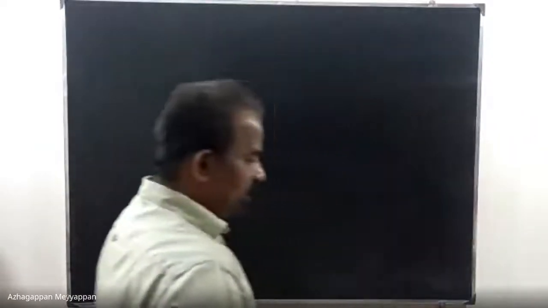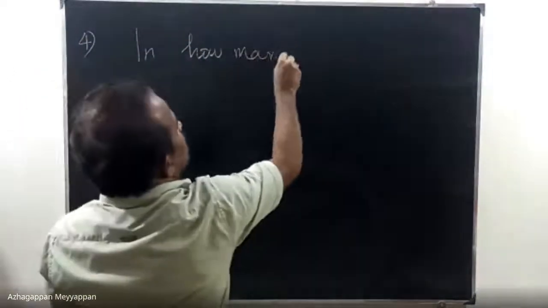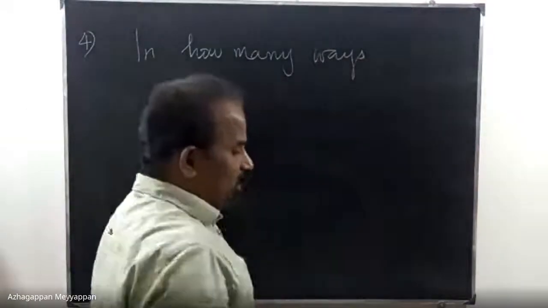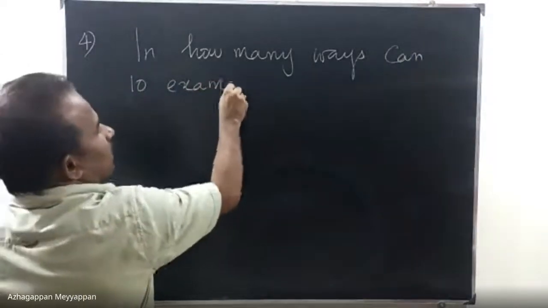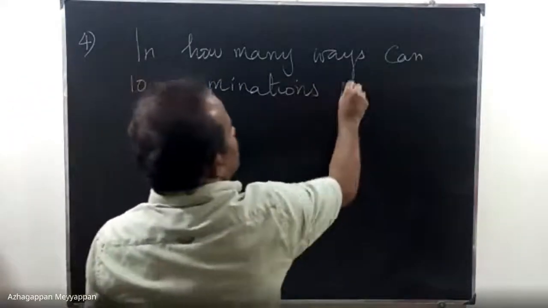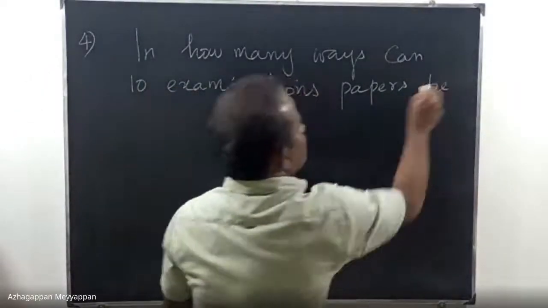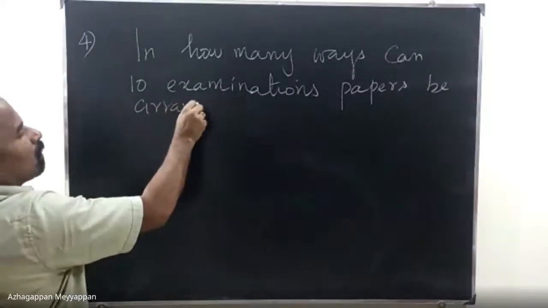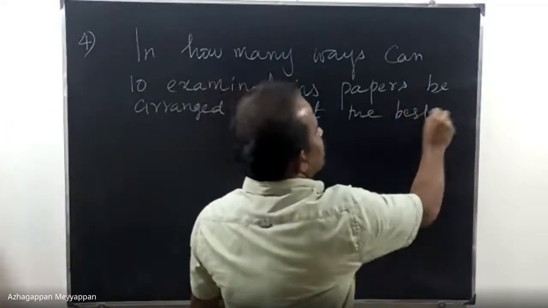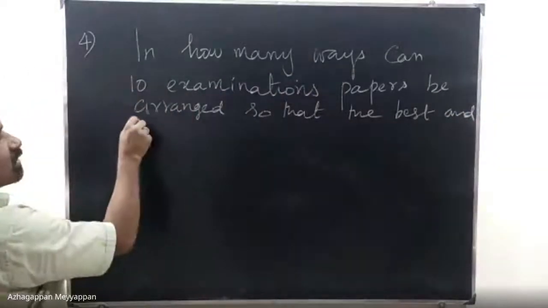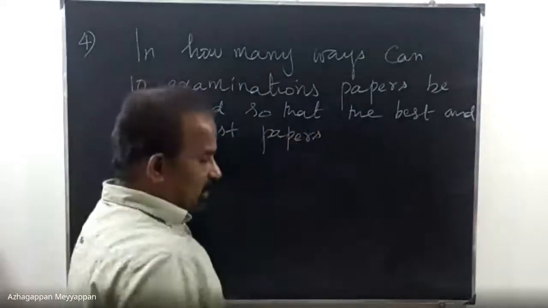The next question is, in how many ways can 10 examination papers be arranged so that the best and the worst papers never come together?